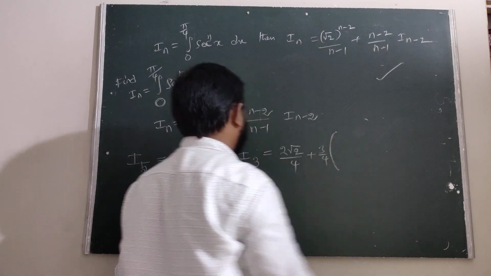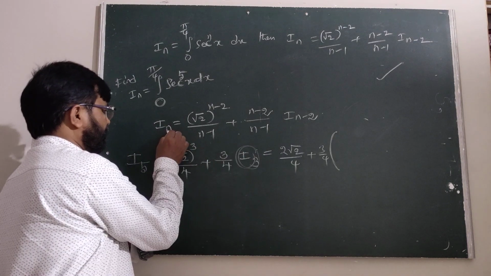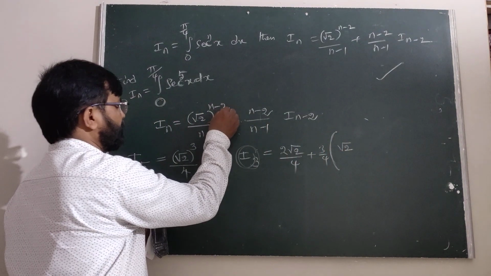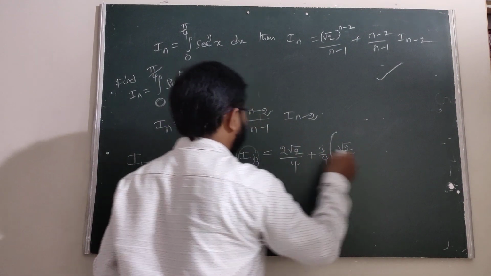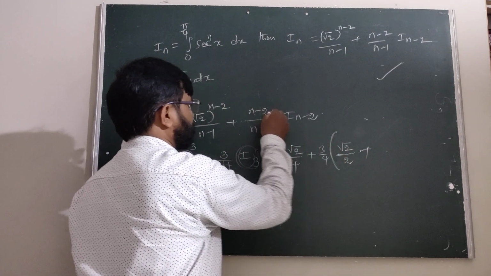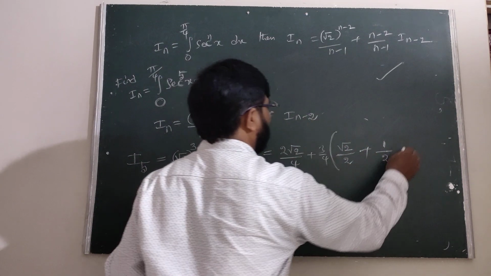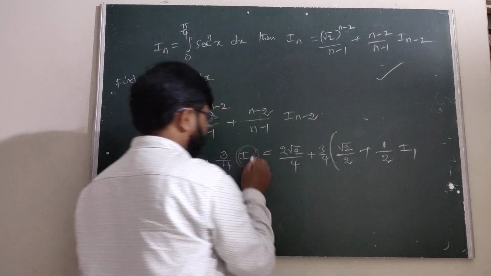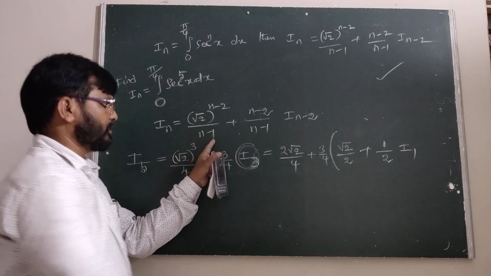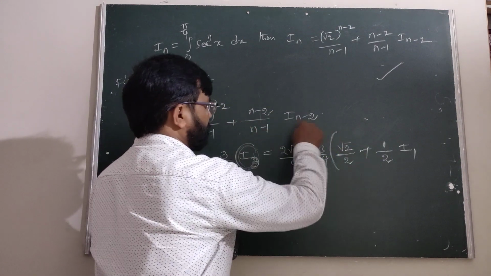How to find I3? Put n equal to 3. Root 2 power 3 minus 2 is 1, over 3 minus 1 is 2. Plus 3 minus 2 is 1, over 3 minus 1 is 2, into I1. Yes, we have to find I3, where n is 3.